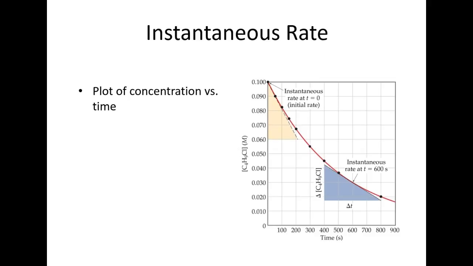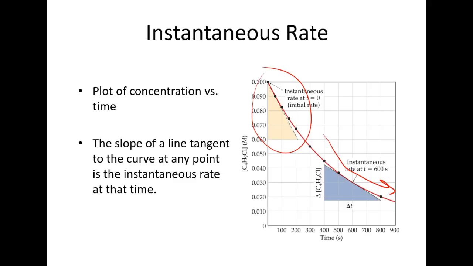Sometimes, instead of average rate, we want to determine instantaneous rate. And just like the name implies, the instantaneous rate is the rate at an instant, at a certain point in time. In order to determine that, we need to complete a graph, a plot of concentration versus time, and it would look something like this. You can see that in the beginning, the slope of that curve is fairly steep, and as time goes on, as we go down along the curve, it gradually slows down and flattens out a little bit.